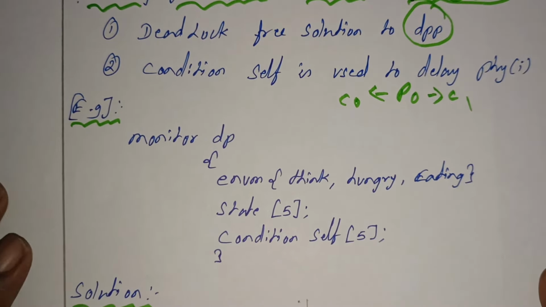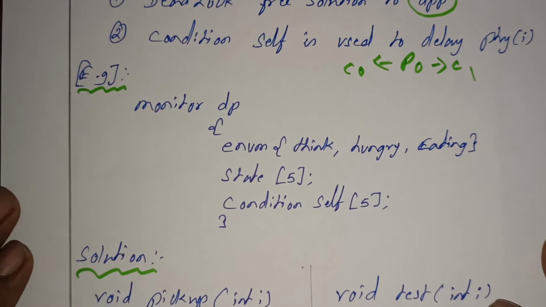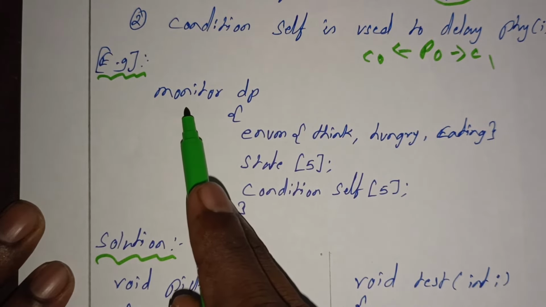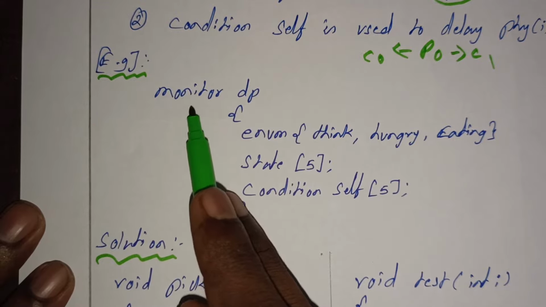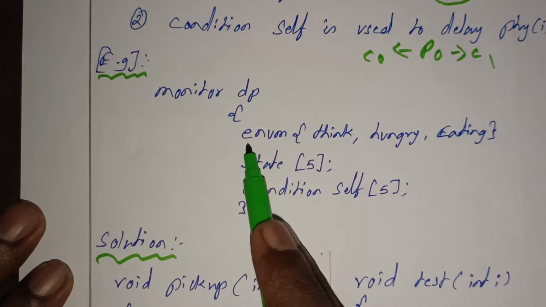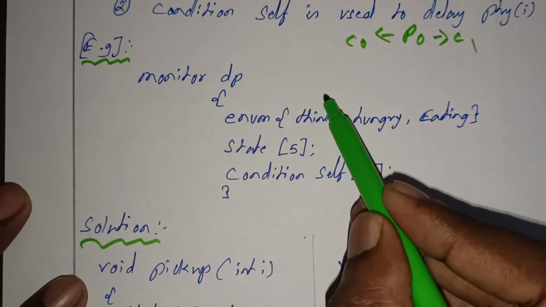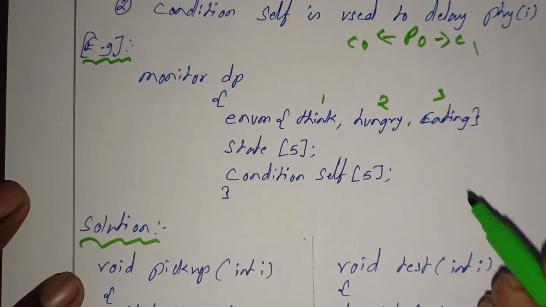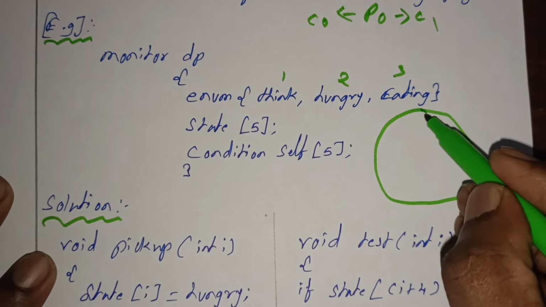Let's see how this particular procedure, the theoretical way of understanding, is practically applied. Here we are going to see how this monitor dining philosopher works. It works with one particular data type called enum. This enum will have three values: number one, thinking; number two, hungry; number three, eating. So let me draw this simple diagram so that you will understand.